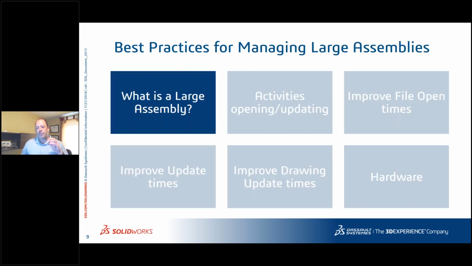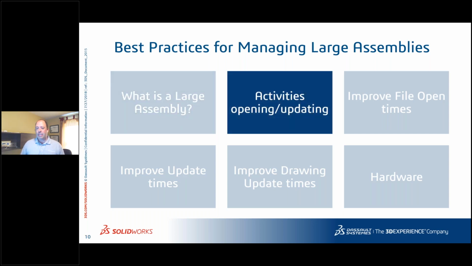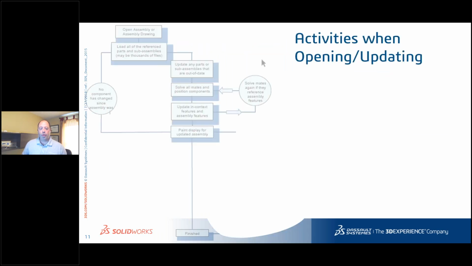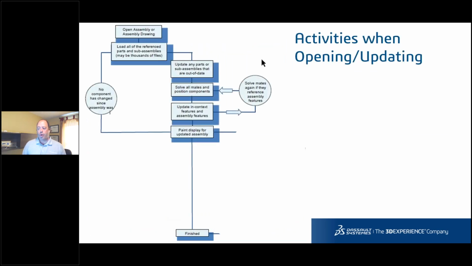So now that we've quickly defined what a large assembly is, let's talk about the activities going on in SOLIDWORKS, what SOLIDWORKS is doing when it's opening and updating an assembly. That's really going to help us a lot when it comes to looking at where to improve our assembly. If we look at this chart real quick, it shows the activities happening when SOLIDWORKS is opening a large assembly. Let's look at this a little closer, and I'm going to use the spotlight here.